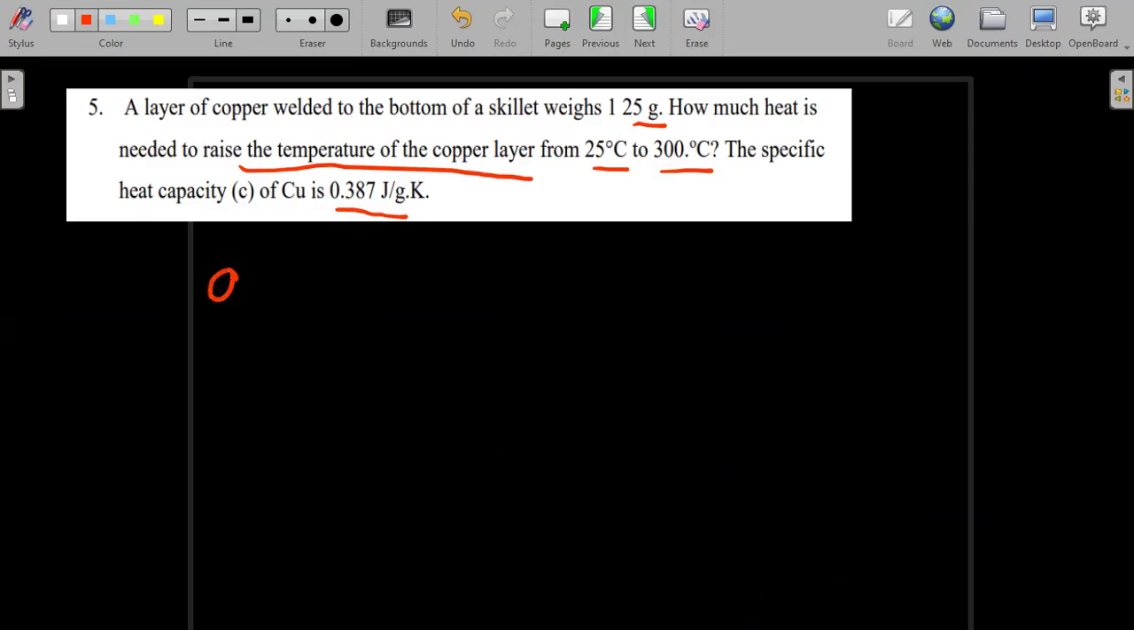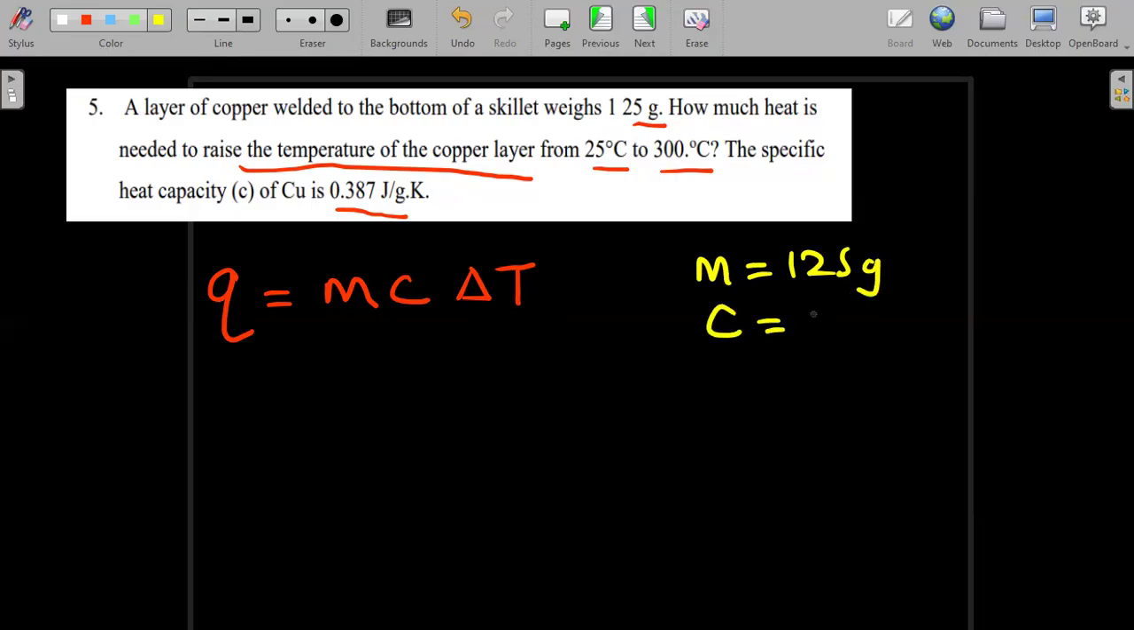So the heat needed is found by, this Q here represents the heat. So we are going to say heat needed is equal to mass multiplied by specific heat capacity multiplied by the change in temperature. So let's calculate. The mass we've been given, it's 125 grams. What about the specific heat capacity? We've been given 0.387 joules per gram Kelvin.